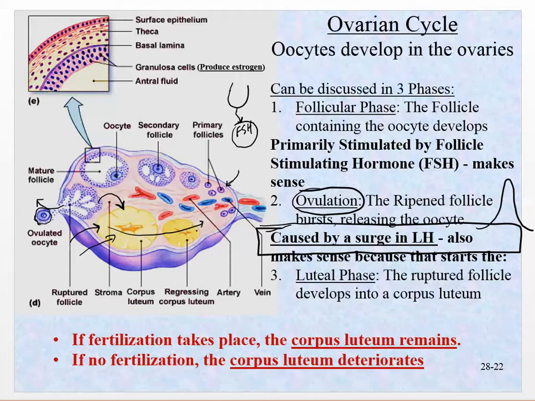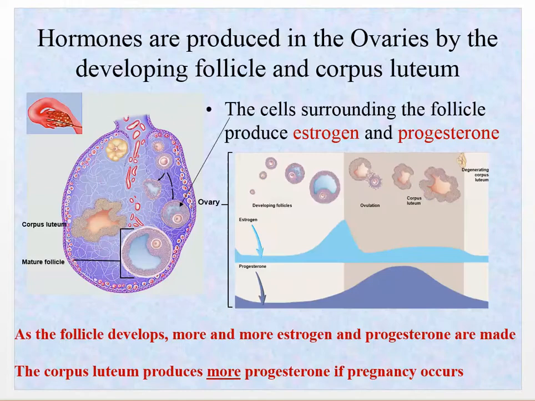Okay, so if fertilization takes place, so if a sperm finds the egg, then this corpus luteum is going to hang around through the duration of the pregnancy. Okay? If there is no fertilization, then this corpus luteum will wait a little while to find out if there's fertilization, but then it will deteriorate and your hormone levels will drop, and we'll talk about what that means for the uterus. That's when you have menses, and the endometrial lining will slough off.